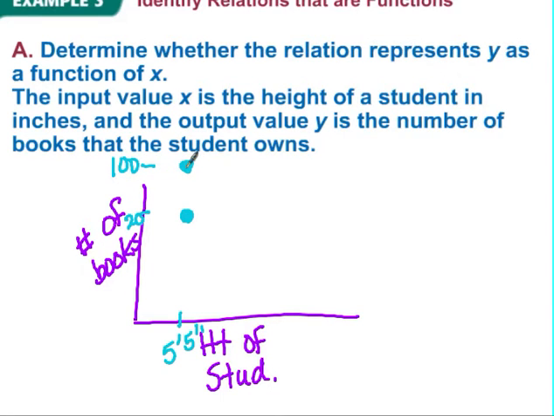Is that going to be a function? No, because it doesn't pass the vertical line test. See how that kind of works to visualize? So if you get stuck, draw something out like this and think about it that way. Okay, so this would not be a function.